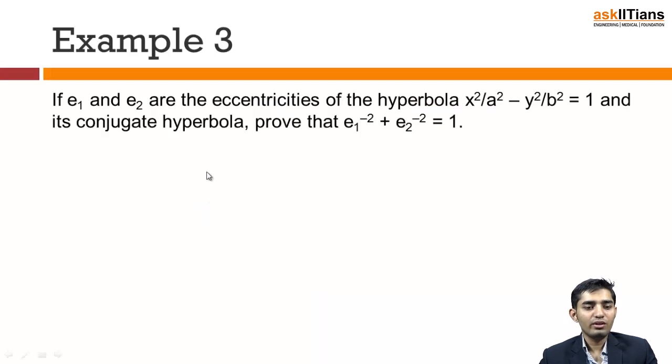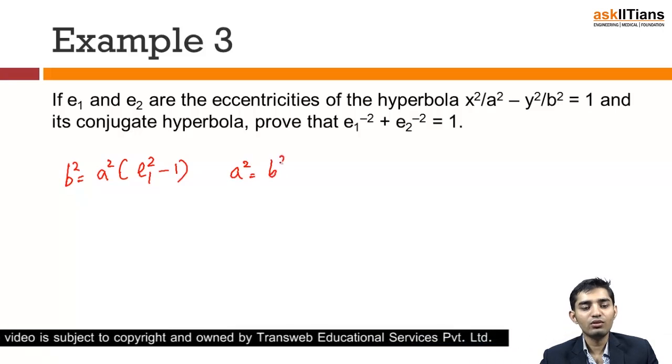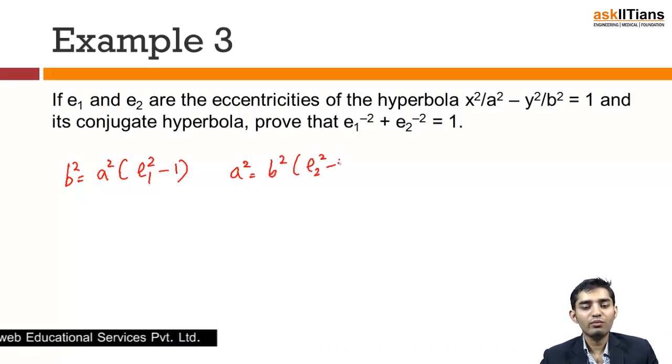Now let us see one more example. If E1 and E2 are the eccentricities of hyperbola and its conjugate, so E1 is the eccentricity of this hyperbola and E2 is the eccentricity of the conjugate hyperbola, then we have to prove that E1 power minus 2 plus E2 power minus 2 will be 1, right? What will be the relation in case of hyperbola? In case of hyperbola, I will have b square equal to a square into (E1 square minus 1). And in case of conjugate hyperbola, I will swap a and b, so I will have a square equal to b square into (E2 square minus 1), right?